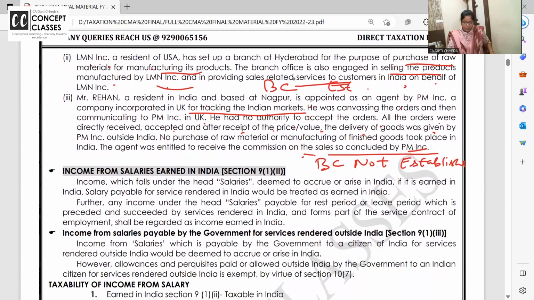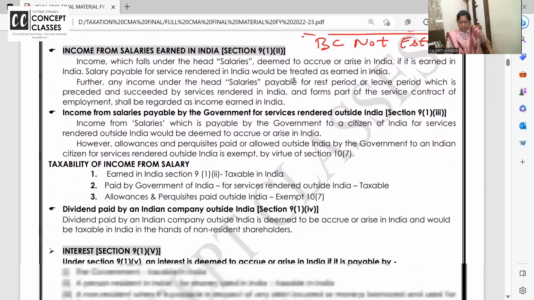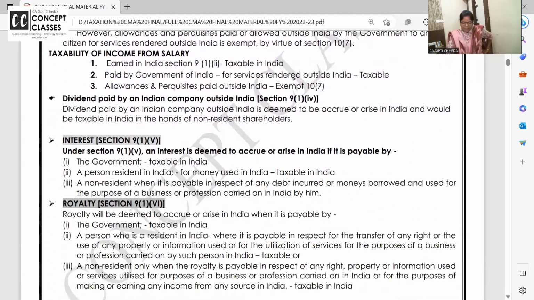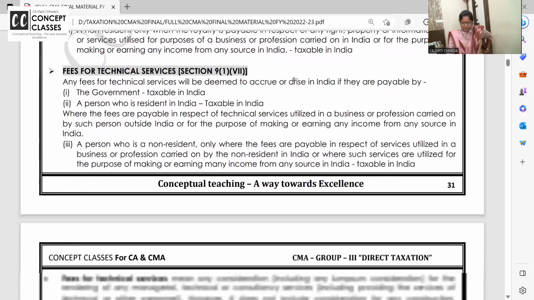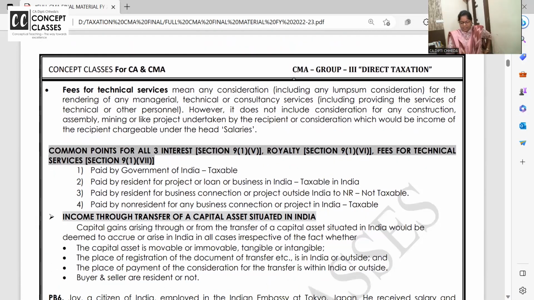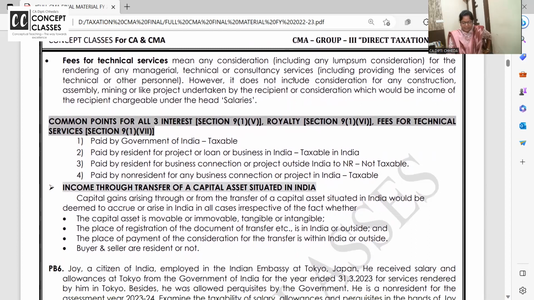Okay, let's go. Then we have seen all these: salaries, interest, royalty, fees for technical services. For all of these, I have told you a common thing: if these are paid by the government of India, they are taxable. If these are paid by a resident for a project in India, they are taxable. Paid by a resident for a project outside India, not taxable. Paid by a non-resident for fees or royalty and interest for any project or business connection in India, taxable.